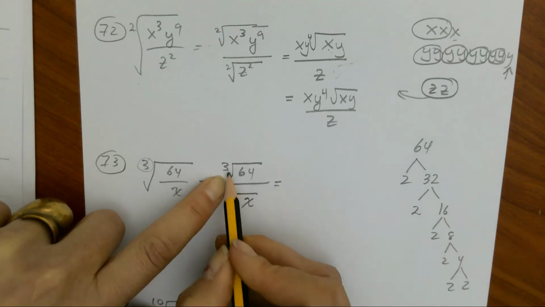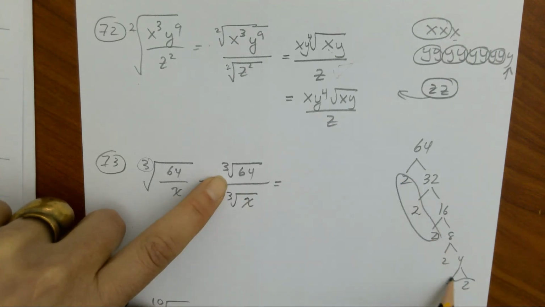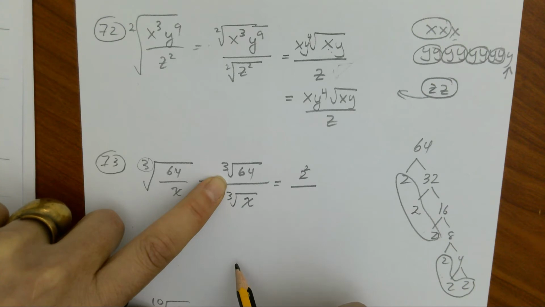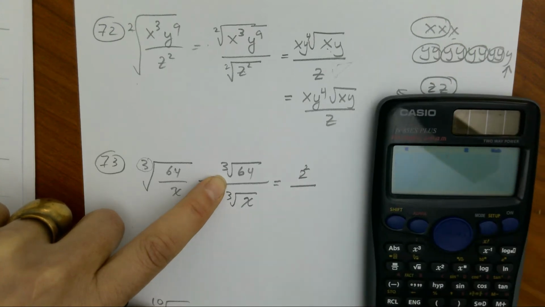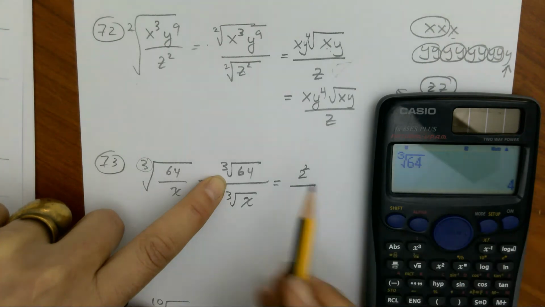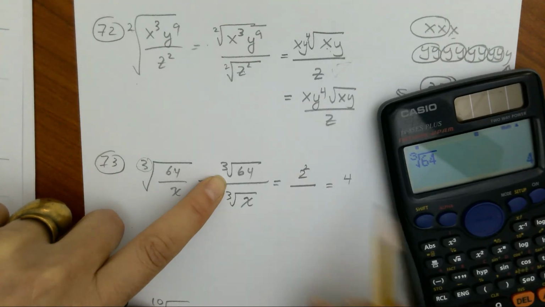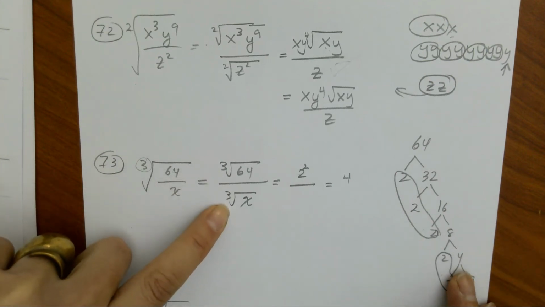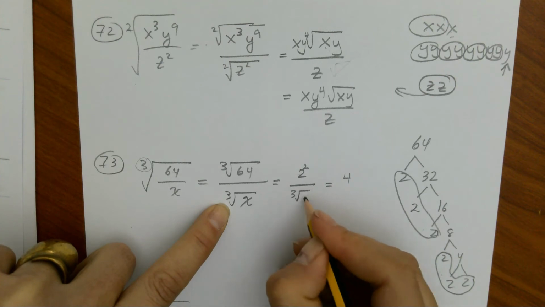So I need groups of 3. There's a group of 3, and there's a group of 3. So I can take out 2 groups of 2, which is really 4. Maybe I could have used my calculator. Let's just use the calculator. 4 times 4 times 4 is 64. Well, 2 squared is 4. It's the same thing. So I didn't have to do this. I could have just used my calculator. And here, I'll have the third root of x.